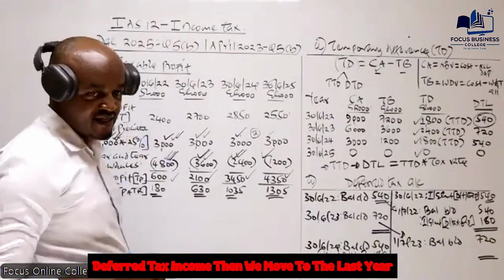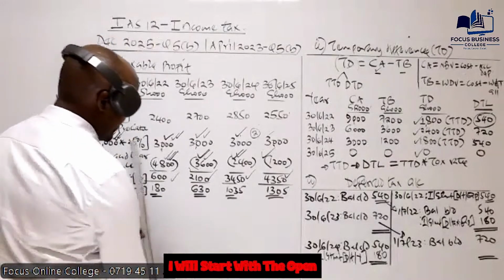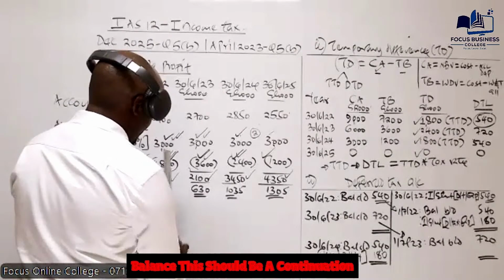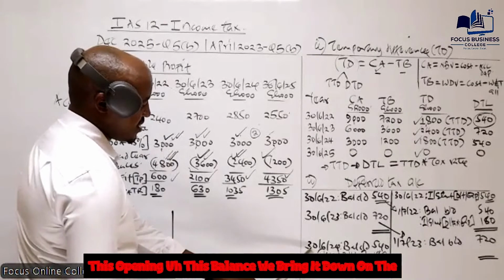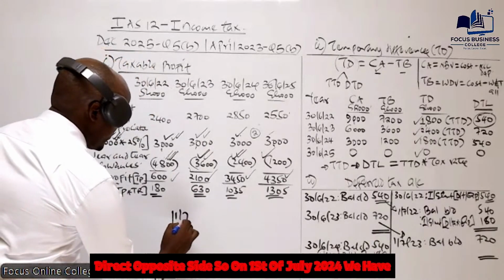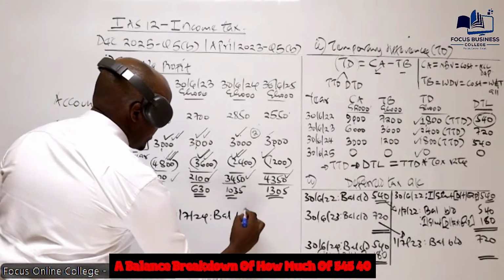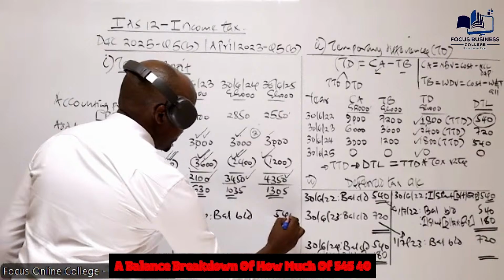Then we move to the last year. In the last year, I will start with the opening balance. This should be a continuation. This balance, we bring it down on the direct opposite side. So on 1st of July 2024, we have a balance brought down of how much? Of 540.